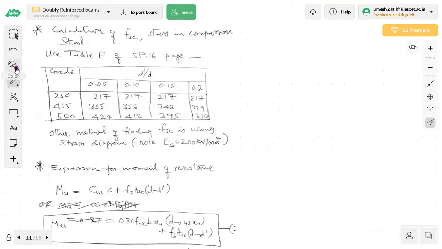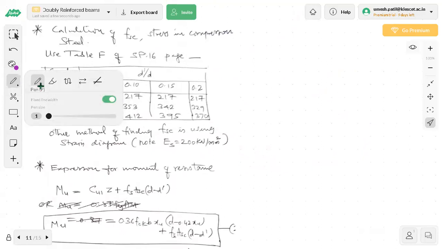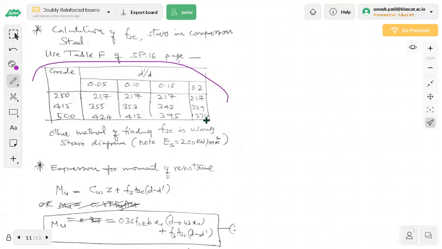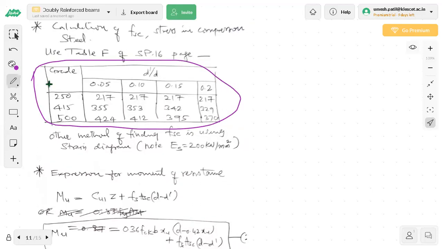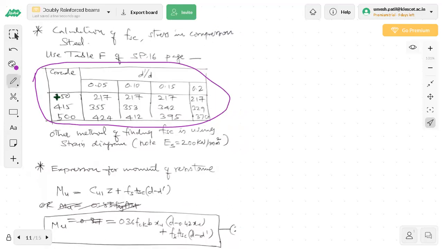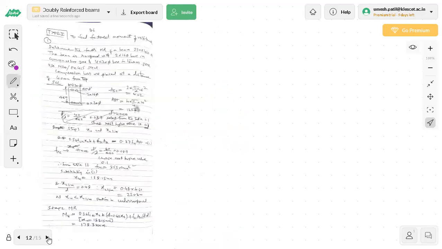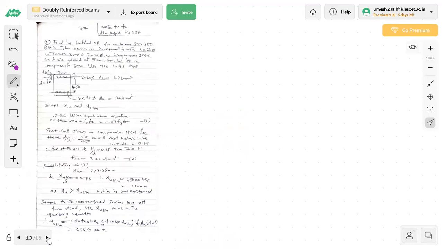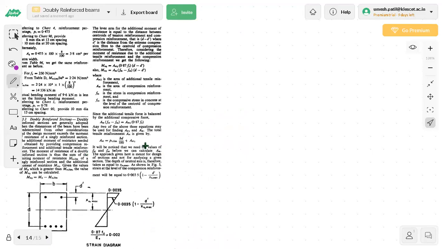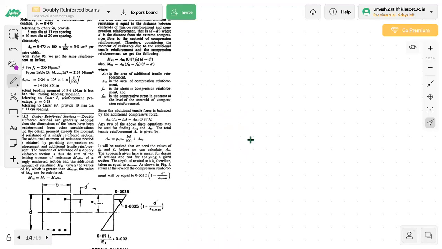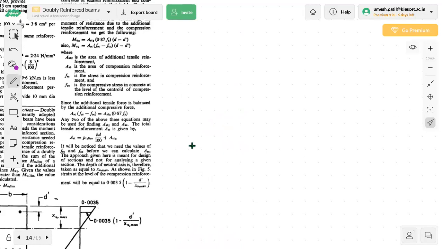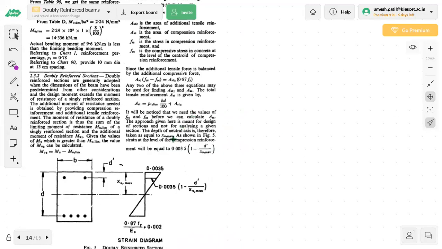It looks something like this. Now using this table, I can easily find out FSC for any problem. For any problem. So where it is, I'll show you. I have the SP16 page also here. See this one. Only 2 pages I have taken here.